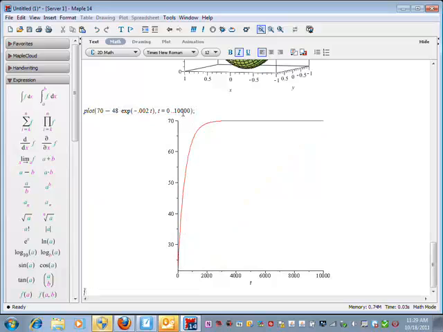What's the temperature after 100 minutes in this case? You just plug in 100. What's the temperature after 50 minutes? You plug in 50. That settles it. Okay, that's Newton's law of cooling. I'll take questions on that.